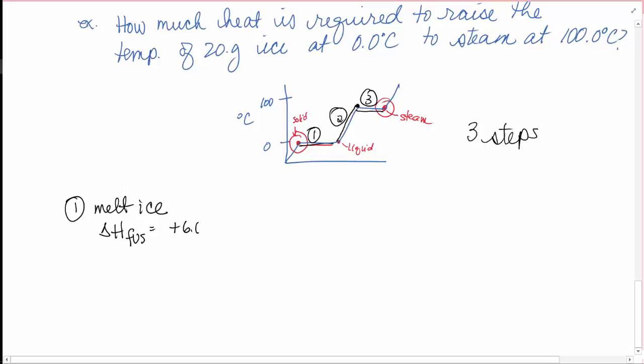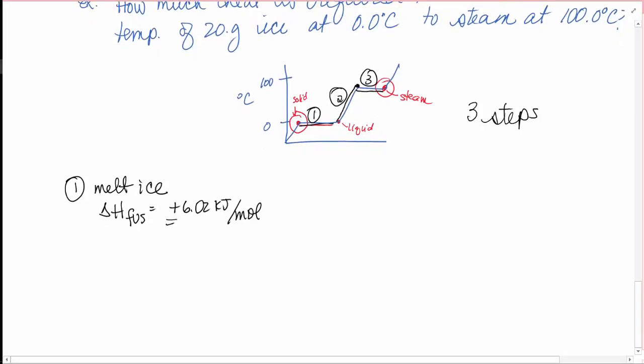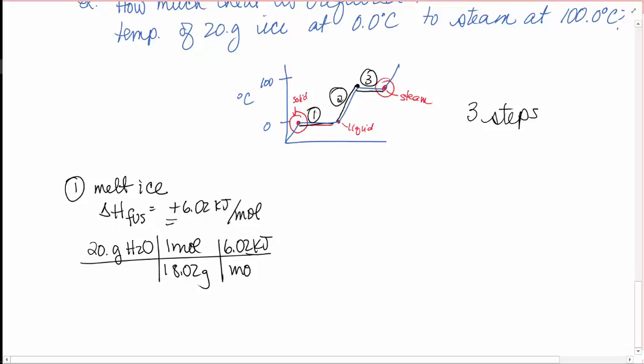is positive 6.02 kilojoules per mole. Hey, Mrs. May, how did you know it was positive? Because I'm putting energy in to melt it. So this is like my other problem. So I have 20 grams of ice, which is water. I'm going to convert it into moles, and I'm going to use my 6.02 kilojoules per mole. And when I compute that with 2 sig figs, I get 6.7 kilojoules. So that's this.